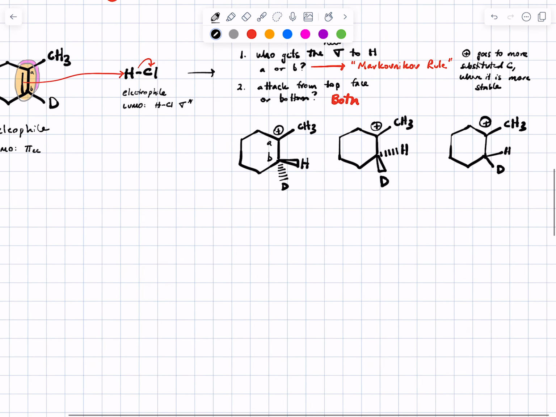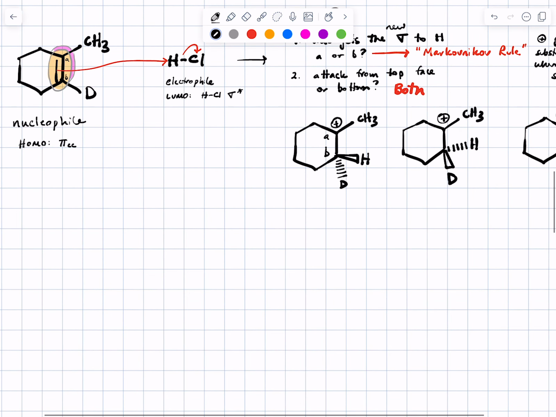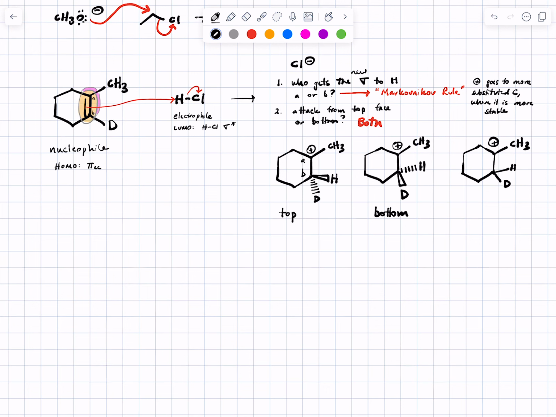Let's see. It looks like if we attack from the top face of the nucleophile, then the one on the right is from the top, and then the one on, I always get left and right wrong my first try. I'm really sorry about that. The one on the left is top face. The one on the right is attacked from the bottom face.